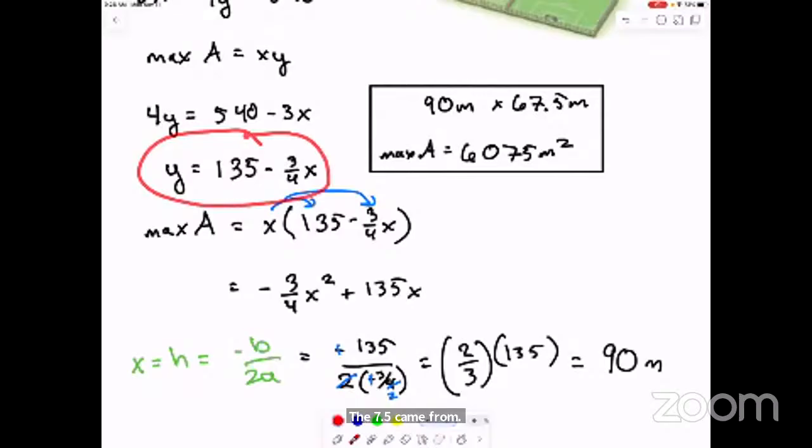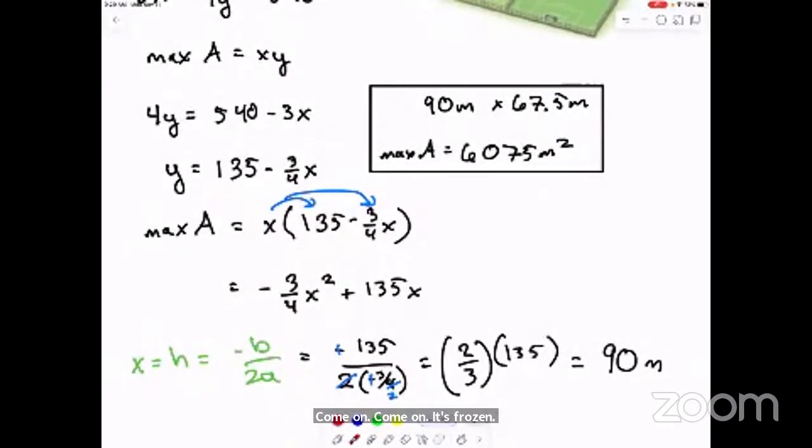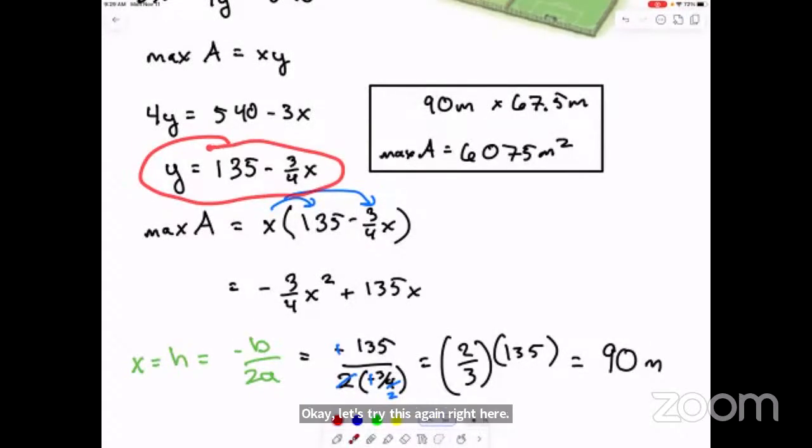Come on. It's frozen. Well, anyway, where you see that red C on my end, my other one is frozen for whatever reason. Okay, let's try this again. There we go. It's like a 30-second delay. Oh, that sucks. Okay, anyway, but that's where the 67.5 came from. So then once we had our x, we got the max area.